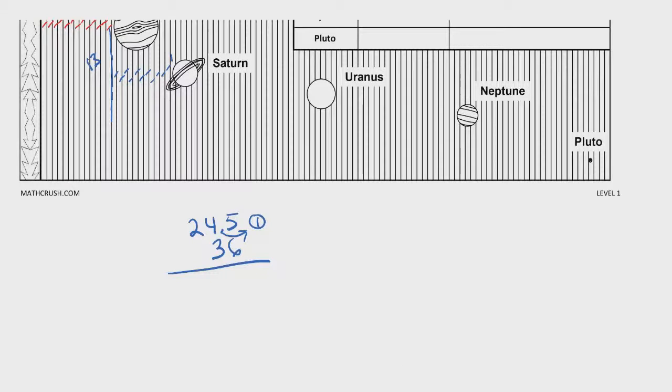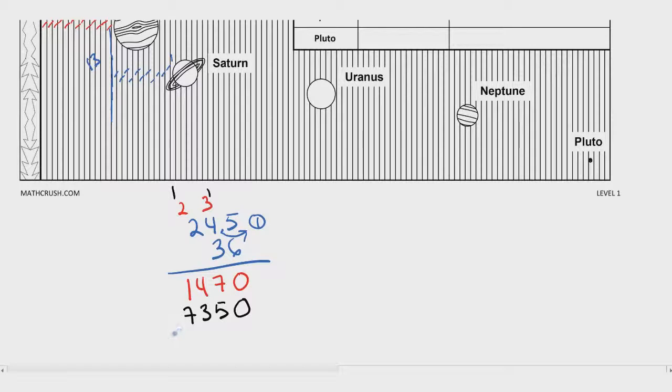Let's change colors. 6 times 5 is 30, carry the 3. 6 times 4 is 24, plus 3 is 27, carry the 2. 6 times 2 is 12, plus 2 is 14. I am going to put a placeholder right there. 3 times 5 is 15, carry the 1. 3 times 4 is 12, plus 1 is 13, carry the 1. 3 times 2 is 6, plus 1 is 7.